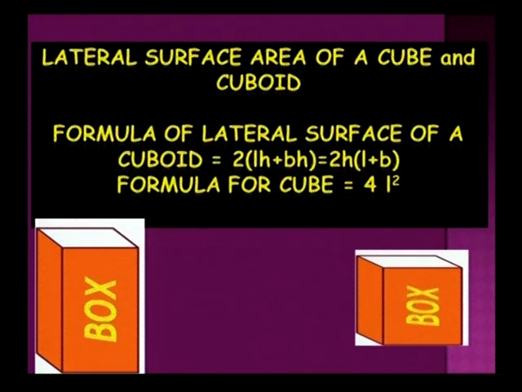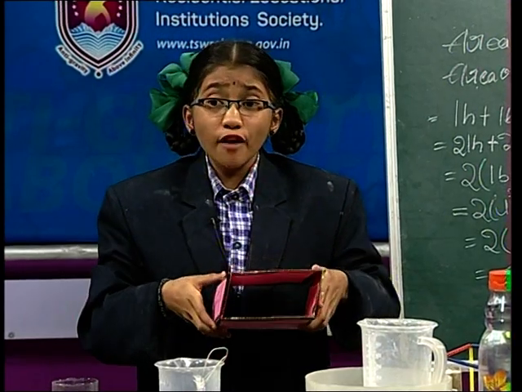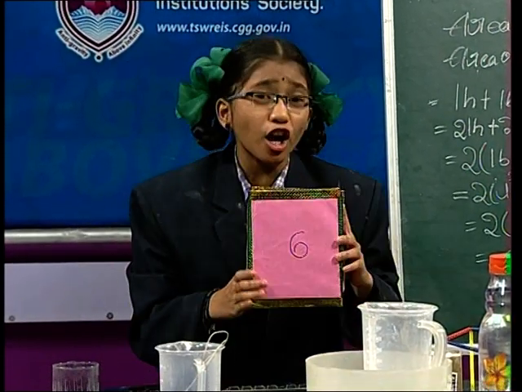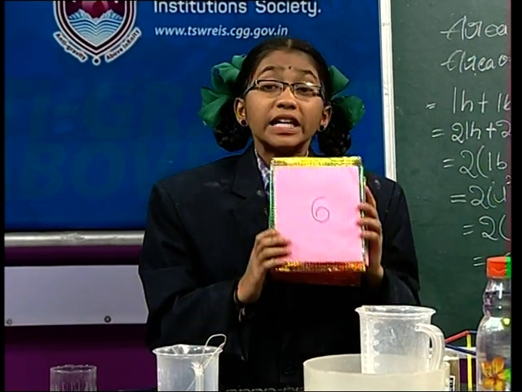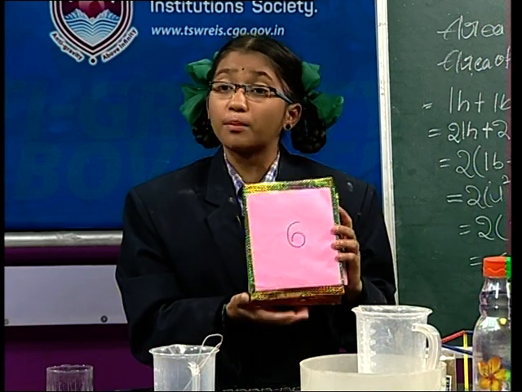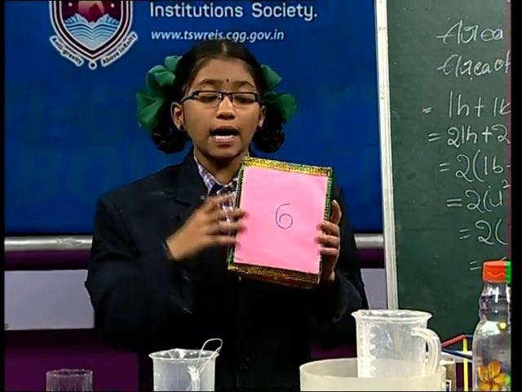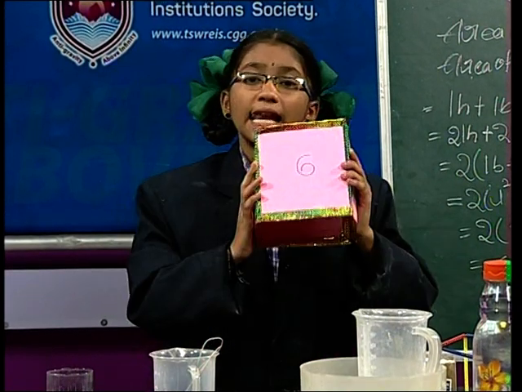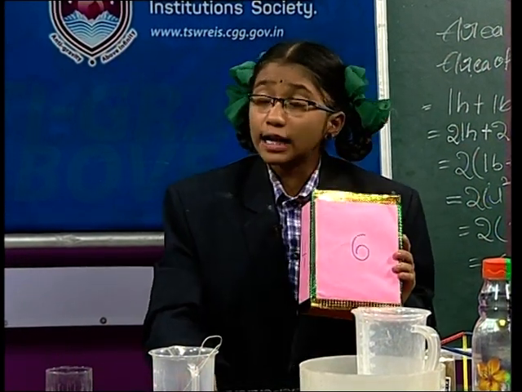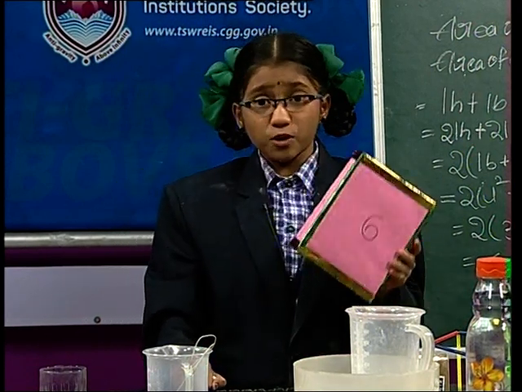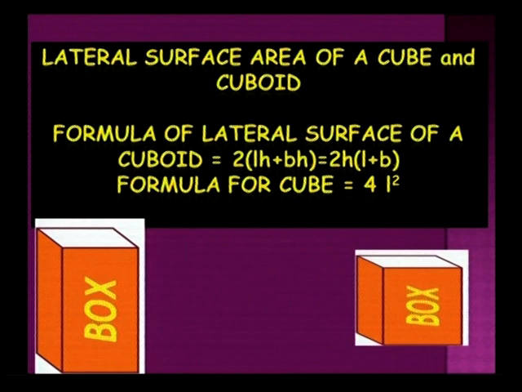Here what will happen? Here we have to eliminate the top and the bottom. We have to eliminate or not? Yes. So this is called the lateral surface area. We do not consider the top and the bottom. We only consider the front and back and right side and left side. So this is the lateral surface area. The lateral surface area of cuboid formula is 2h(L + B). So do you know how to get it?